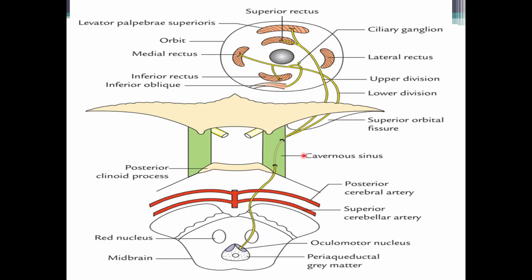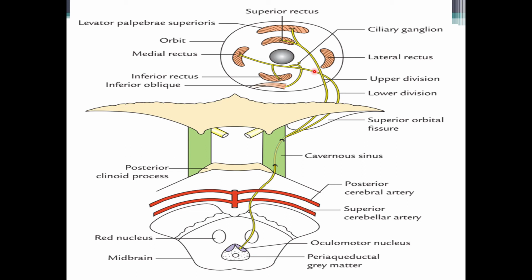So it comes out of the superior orbital fissure giving two branches, the upper or superior division and the lower or inferior division. The upper division is thin and it passes forward to supply which muscles? The superior rectus and the levator palpebrae superioris from their orbital surface. The inferior division is thicker and the longest even.